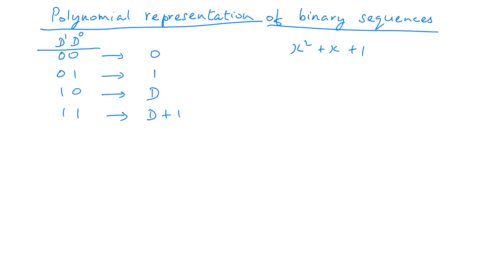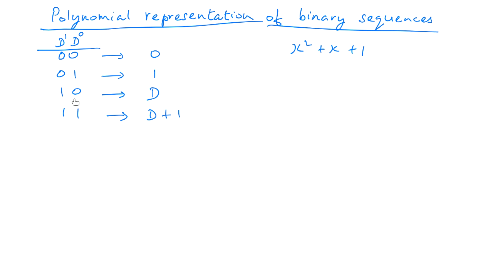So if the position is a 1, that power element will be present. If it is 0, it is not present. For example, in the first one, d power 1 is 0. So 0 times d power 1 is 0 plus 0 times 1 is 0. The second one has the d power 0 term and the d power 1 term is 0. So d power 0 is basically anything power 0 is 1. So you get the polynomial representation as 1.